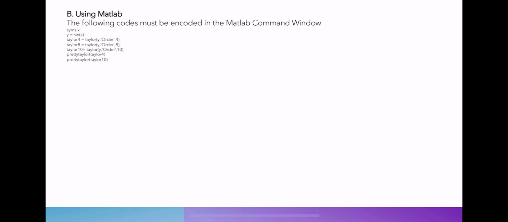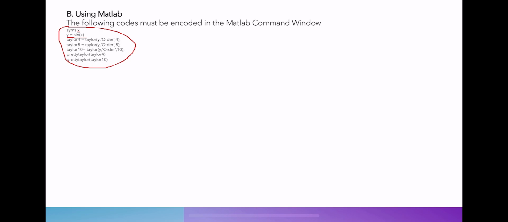Now let's try to solve our previous example, y is equal to sine of x, using Matlab. The following codes must be encoded in the Matlab command window. If we simply encode these codes, as we can see in this slide, we could easily obtain our desired answer. Let me first discuss the following codes. First we have to identify our function, that is y is equal to sine of x.